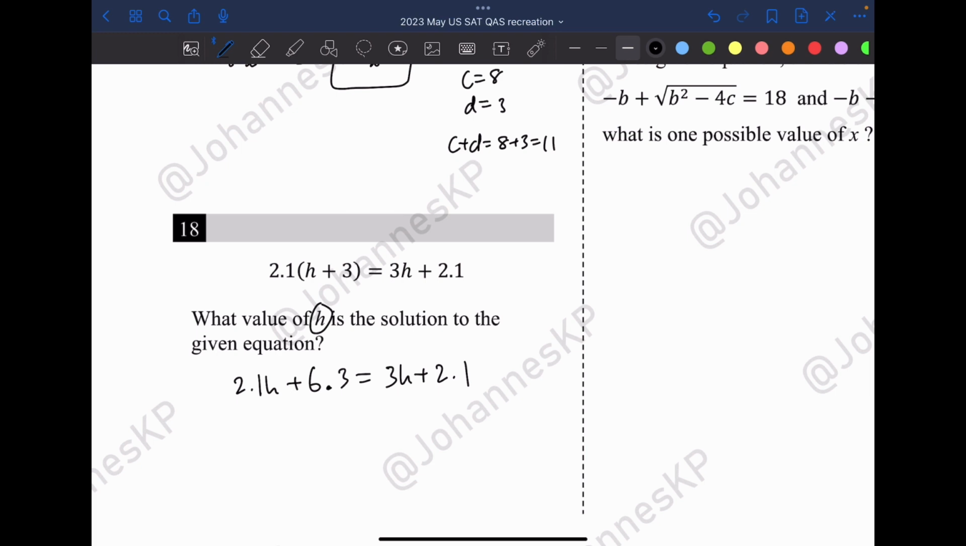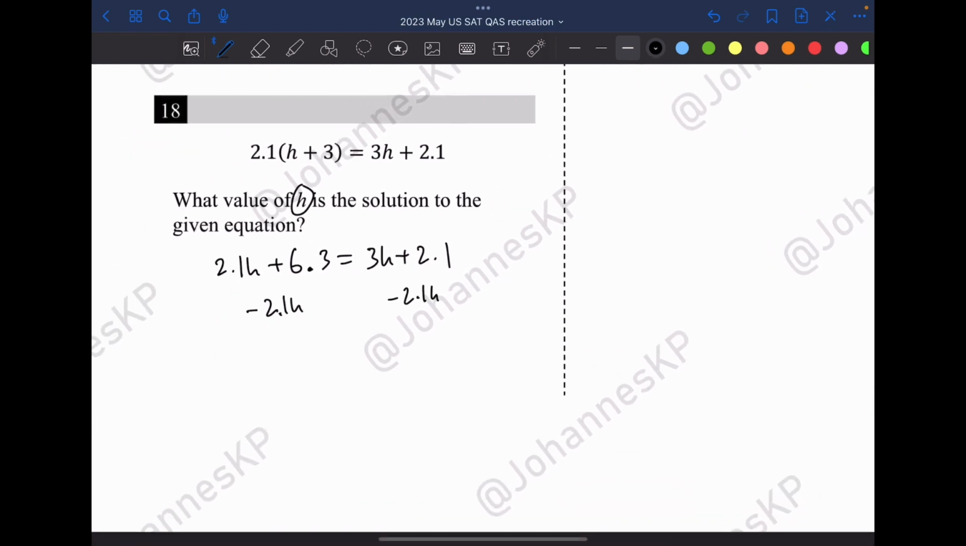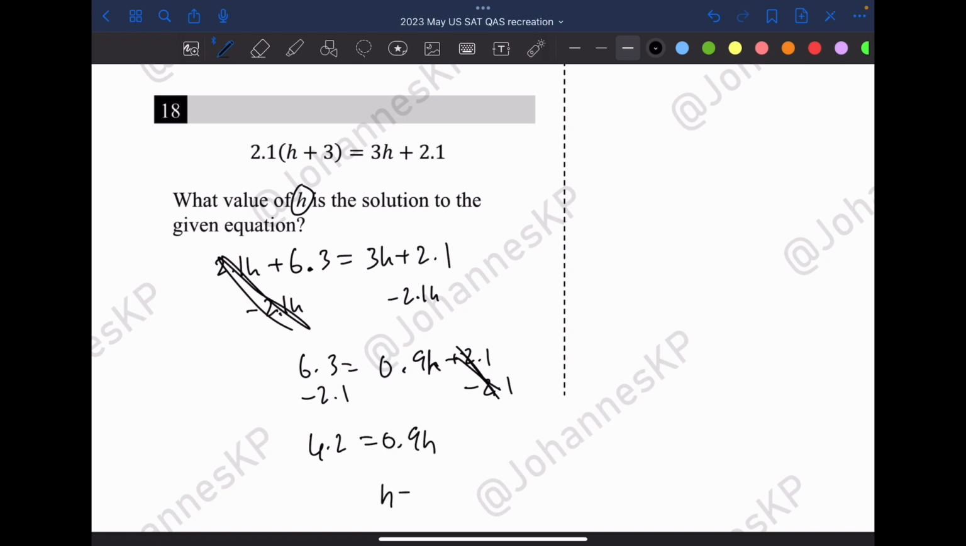Okay, after that, solve for h. Once again, pretty simple. Let's subtract 2.1h from both sides. So minus 2.1h, minus 2.1h. This goes away, and then it'll give us 6.3 is equal to 0.9h plus 2.1. And then subtract 2.1 from both sides. This will go away as well. And then 6.3 minus 2.1 is 4.2. So 4.2 is equal to 0.9h. And then if you solve, h is equal to 4.2 over 0.9.